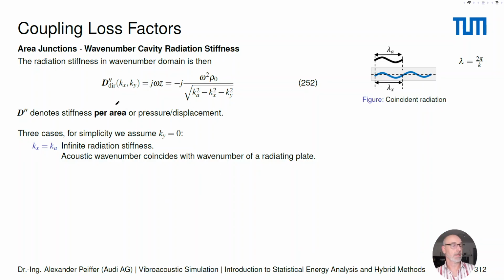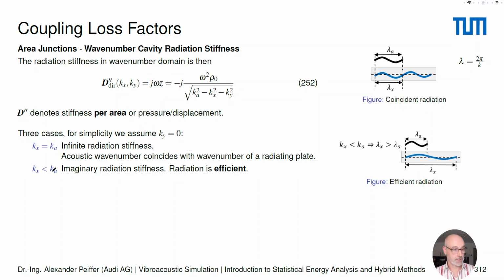Just imagine that we take this radiation stiffness formulation, and for simplicity here, we just consider that ky is 0. And what happens if the acoustic wavelength and the structural wavelength, the wavelength of the radiating surface, is the same? That's an infinite radiation stiffness. This would become 0, and that means that the acoustic wave number coincides with the wave number of the radiating plate, and this is why we call this a coincidence situation. As given here, the air wave number and the structural or the radiating wave number is exactly the same.